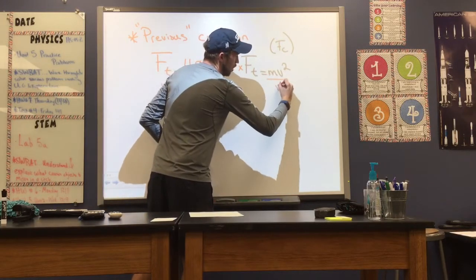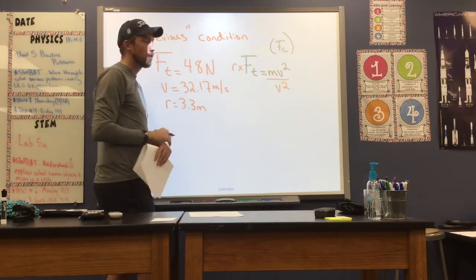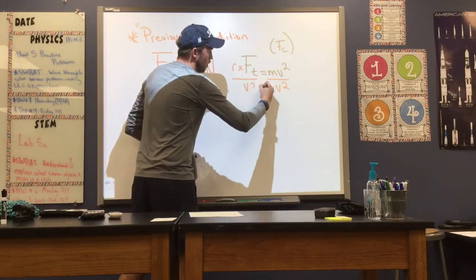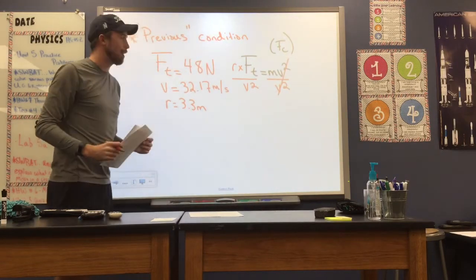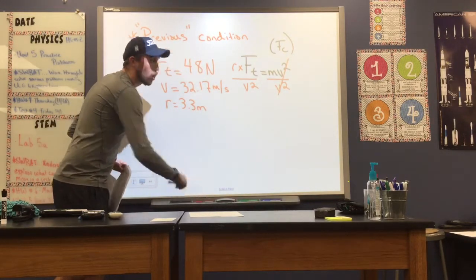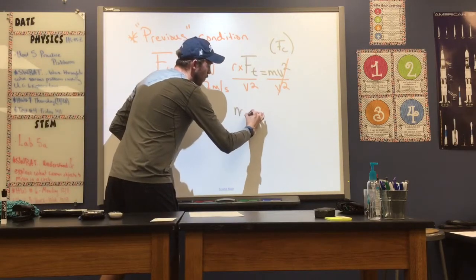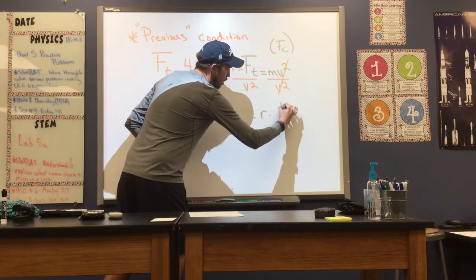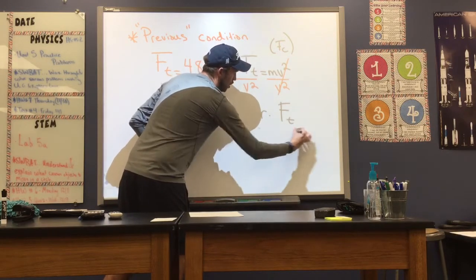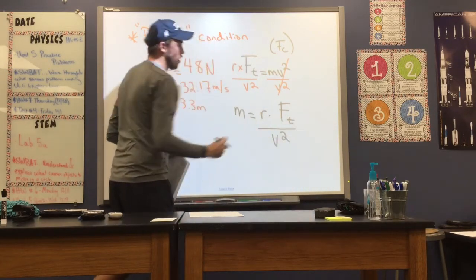And divide by the velocity squared on both sides of our equation. That will cancel out on the right-hand side, and that will leave us with an equation that can express just our mass value. The mass will be equal to our radius times our tension force divided by the velocity squared.